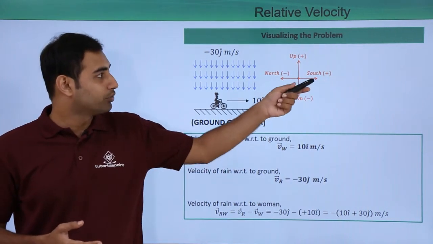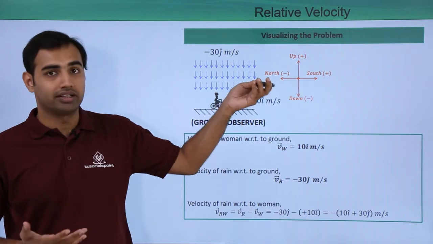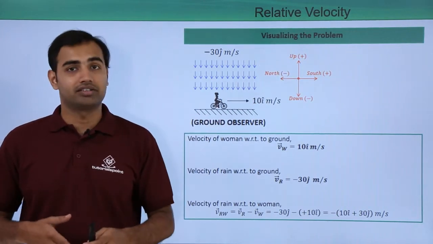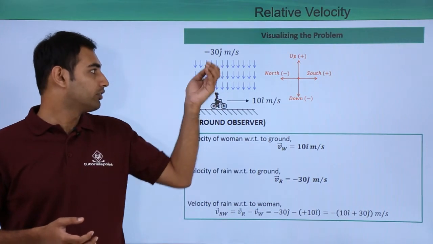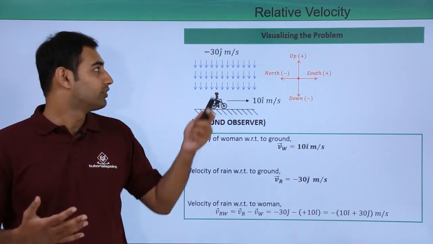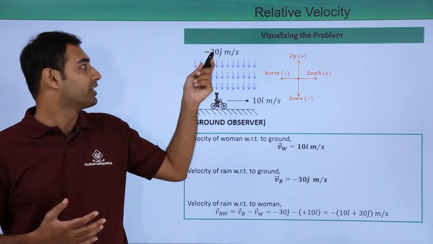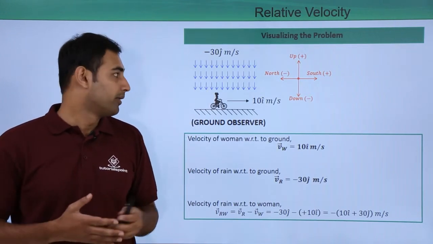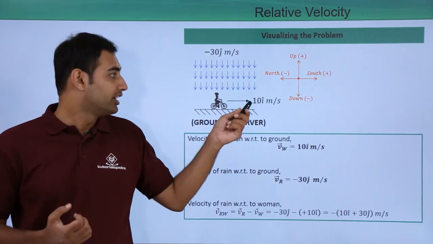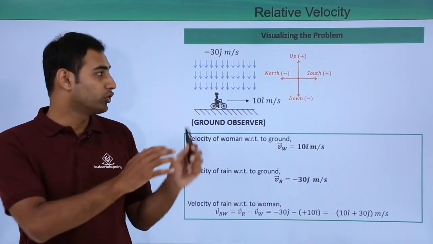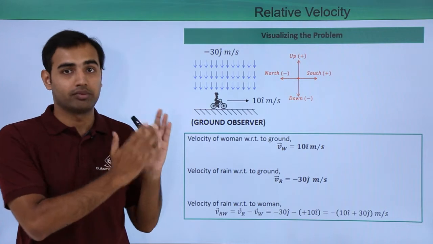We have also taken south as the i cap direction, north as the minus i cap, up as the j cap direction and down as the minus j cap. So if the rain falls down with a velocity of 30 meters per second, its velocity in vector form can be written as minus 30 j cap meters per second. The woman is driving towards south, so her velocity can be written as 10 i cap meters per second. This is what we observe as the ground frame observers.